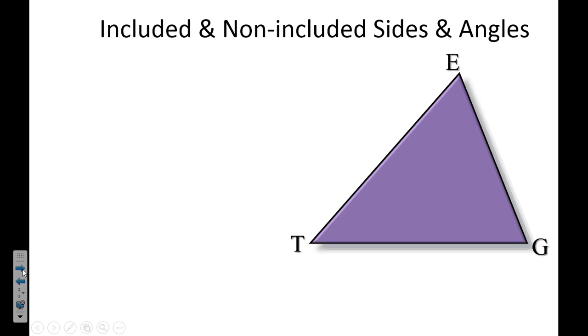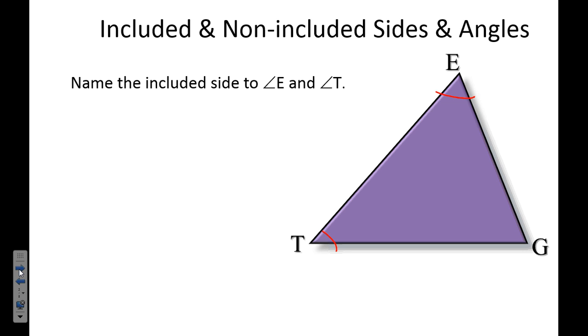So you don't have to copy this down, but I want you to make sure that you understand the difference between included and non-included. This first example, we have triangle ETG, and we want to know what the included side of angles E and T is. ET. Angle, side included, ET. Easy enough, right? Okay.